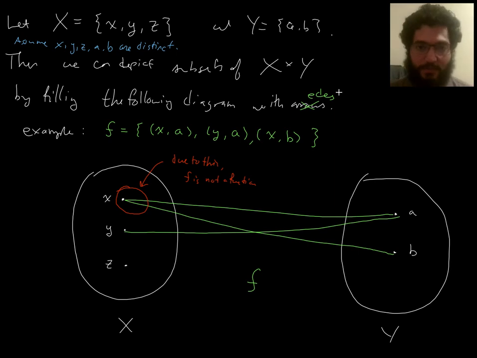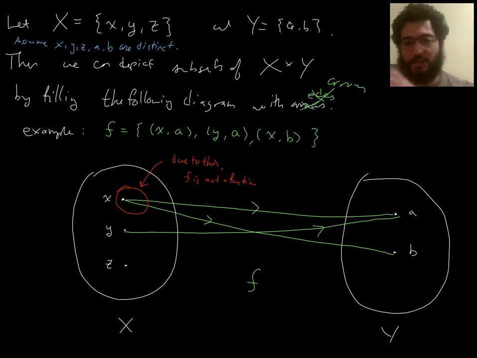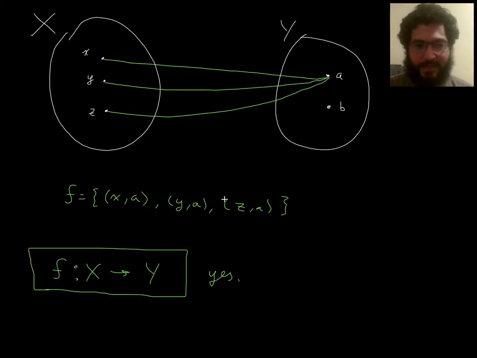So maybe it does make sense to actually call these arrows rather than edges, since they go left to right. You can think of them as being sort of labeled by arrows. The inputs go to the outputs. So here, starting from x, where does it go? What is f of x? Is it a or is it b? Unclear. F is not a function. There's no such thing as f of x.